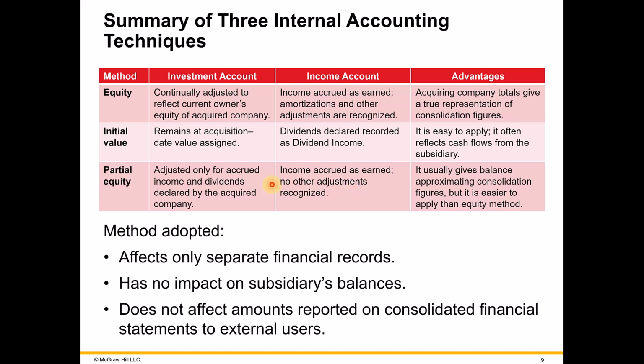And of course, the simplest method is to do cash. Basically, that's the initial value method where you set up the investment and keep it at its original cost. And the only time you record any earnings from the subsidiary is when you're going to get a dividend from the sub. Here it mentions cash flow. Of course, cash is flowing in from a sub as a dividend no matter which one of these three methods you do.